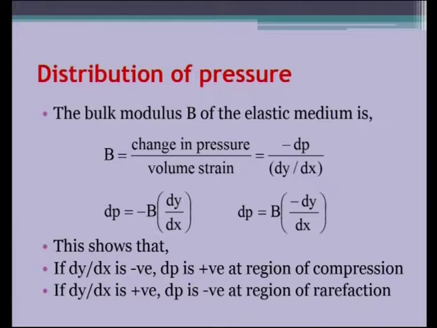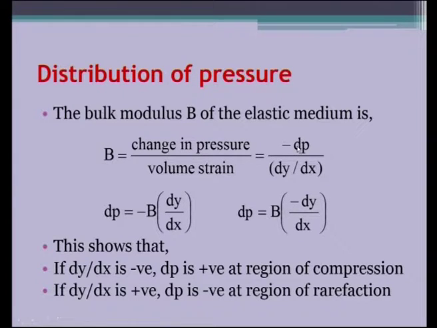So, in terms of the bulk modulus we can relate the change in pressure, which is nothing but the stress, and the strain is dy divided by dx. So, that is what is discussed now. We can try to relate them. This is how the two are related. The bulk modulus B of the elastic medium is defined as the ratio of change in pressure to the volume strain.